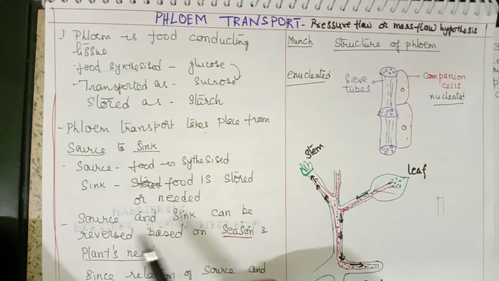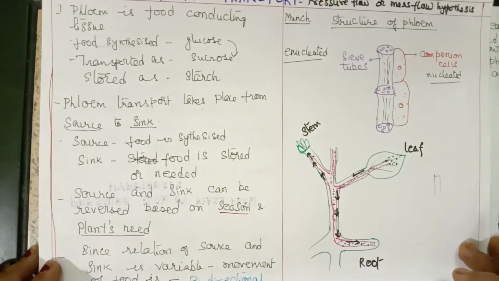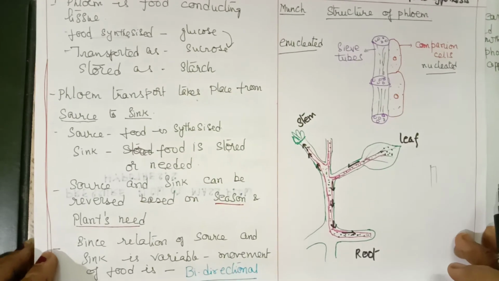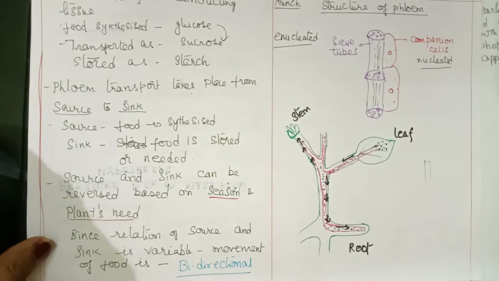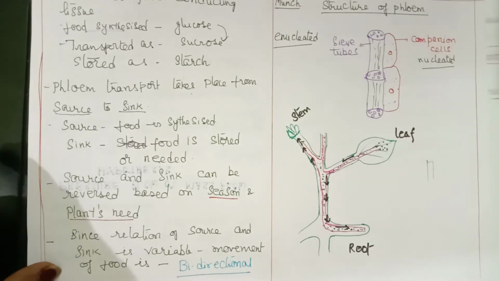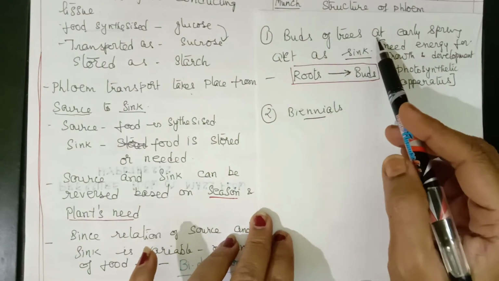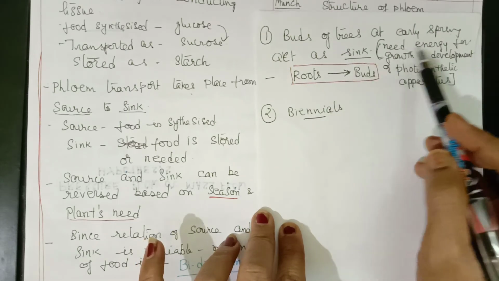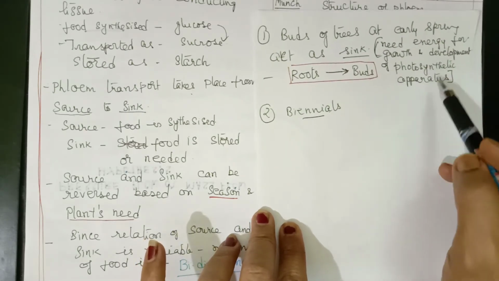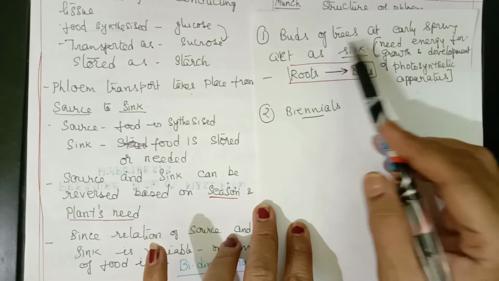And the source and sink can be reversed based on season and the plant's need. Depending upon the season and the need of the plant, the source and sink concept can change. Here I will give you two examples of how source and sink can change. In one example, the buds of trees in early spring act as sink, because they need energy for growth and development of the photosynthetic apparatus. So here the buds function as sink.